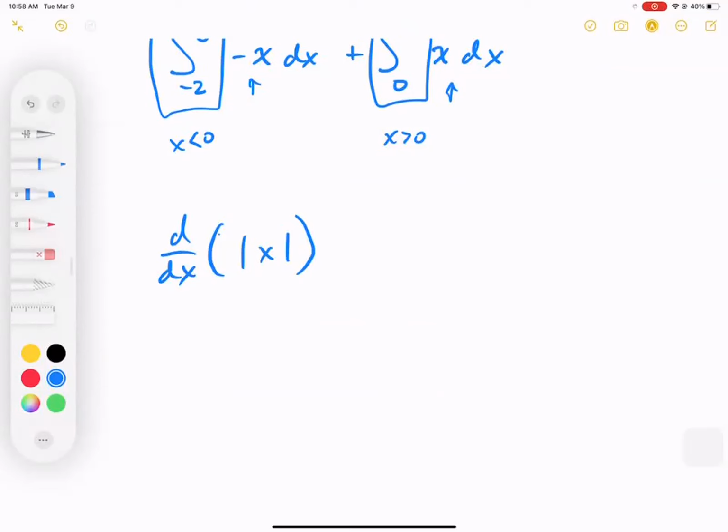Isn't it ln? No. That's the integral. The integral of 1 over x dx is ln of absolute value of x. Right? Okay. So here is where we're stuck.